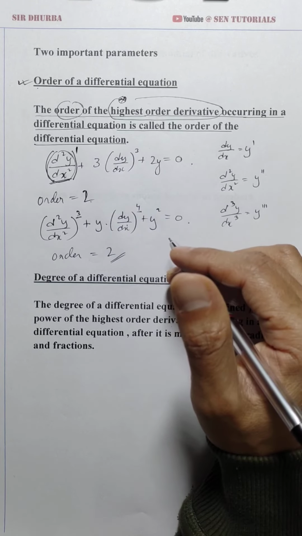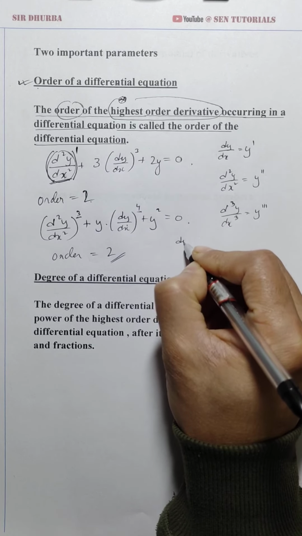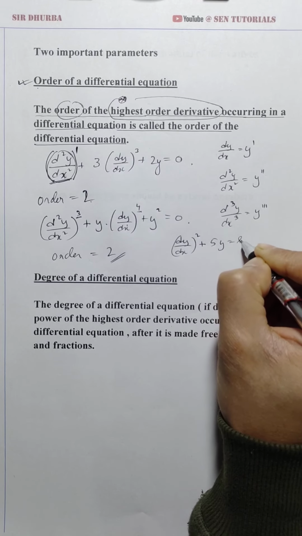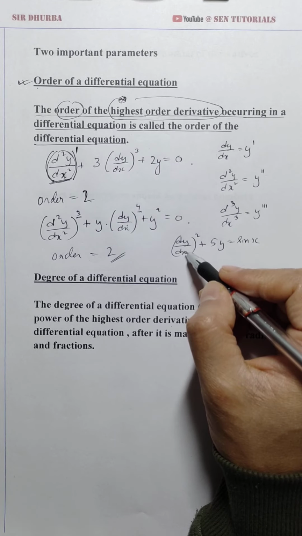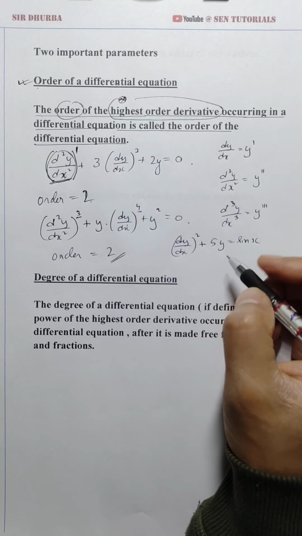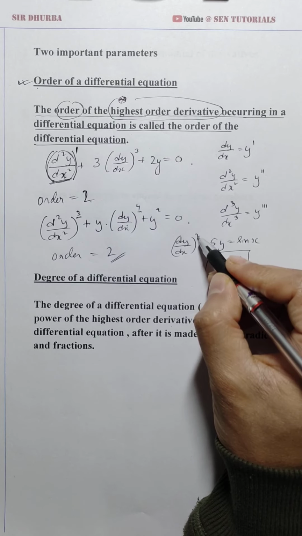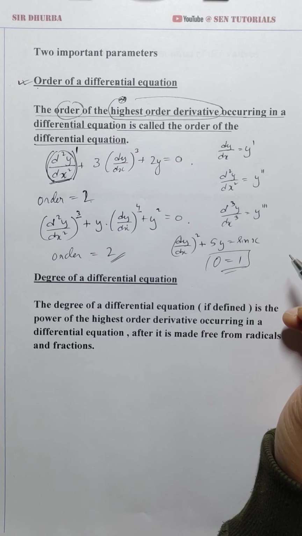I hope it's clear. Even for example, (dy by dx) whole square plus 5y equal to sin x. So here also you see dy by dx, differentiation applied only once. Maximum times is only 1, so order is of course only 1. This is the exponent, not the order or degree. What is the maximum number of times differentiation has been applied? Okay, clear?